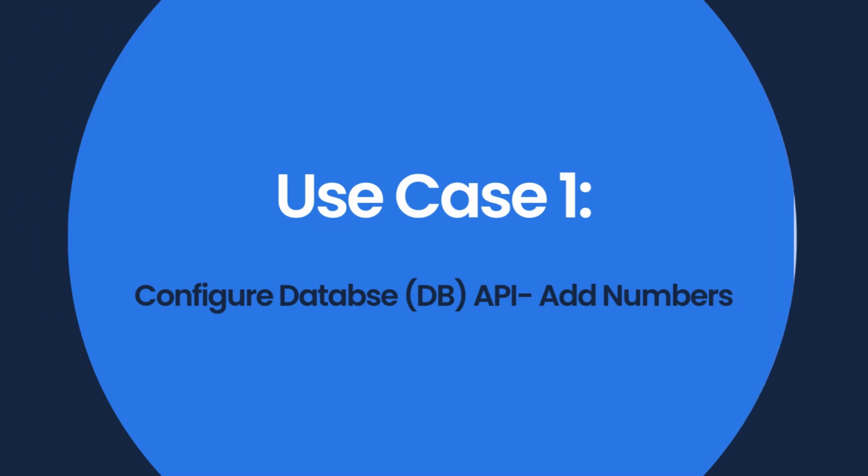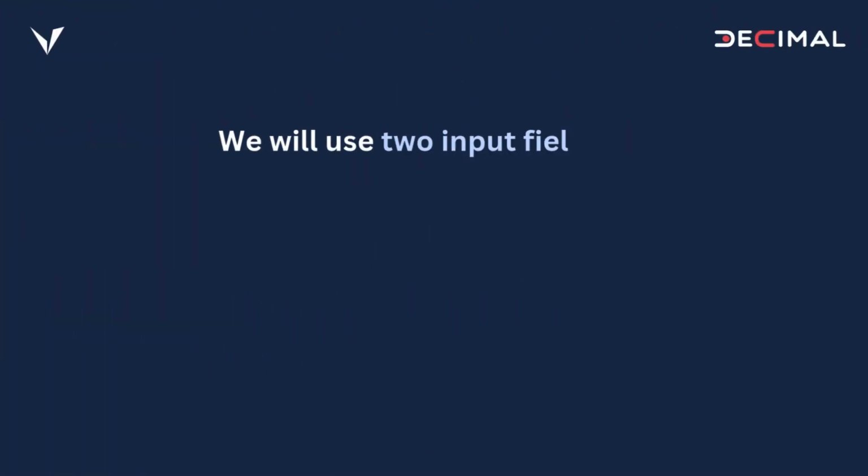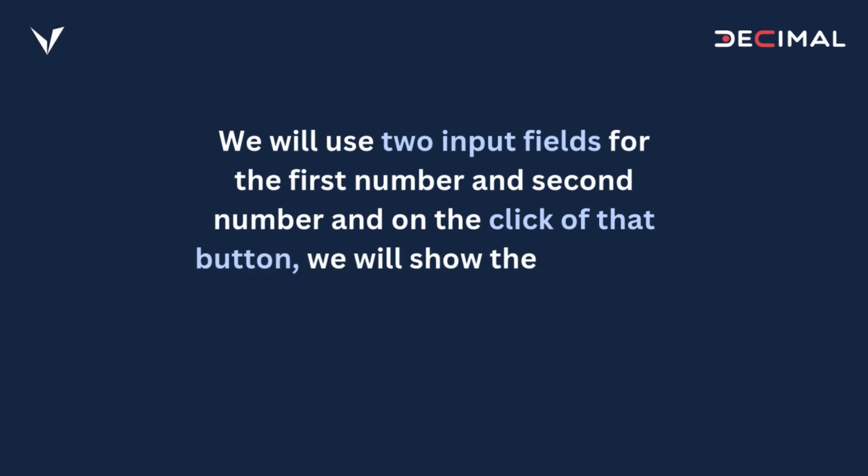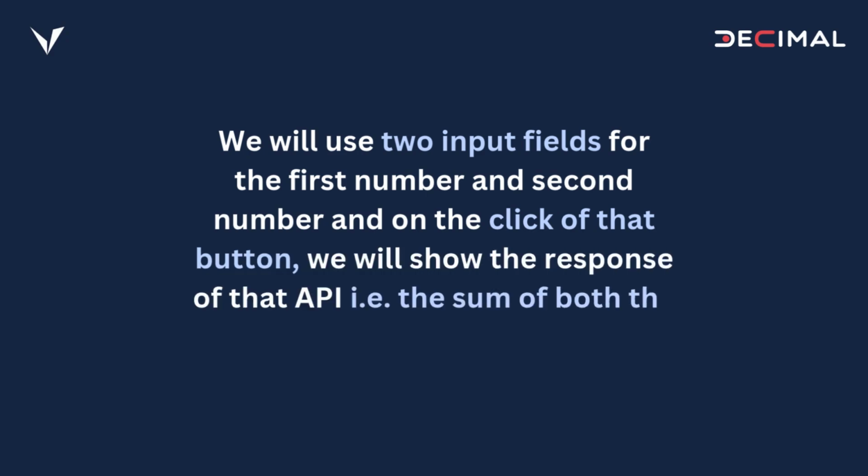Now for the use case 1. We will use two input fields for the first number and second number, and on the click of that button, we will show the response of that API, that is the sum of both the numbers on the text.